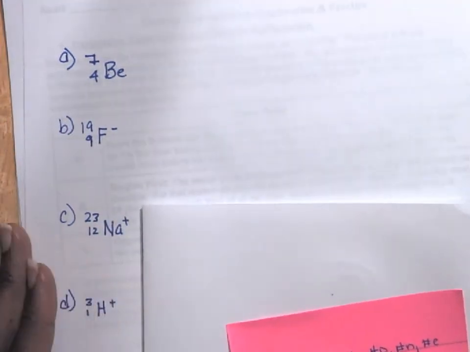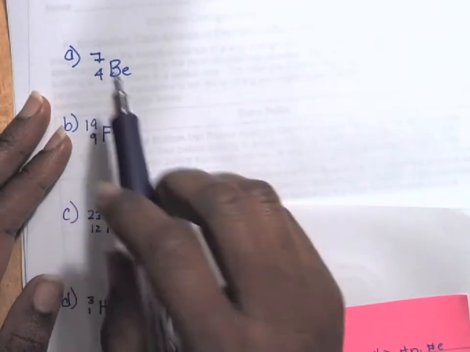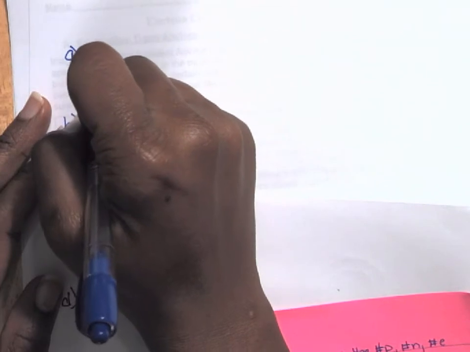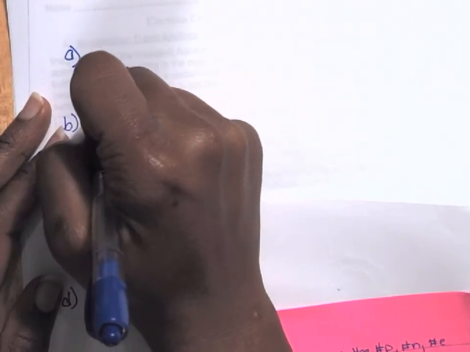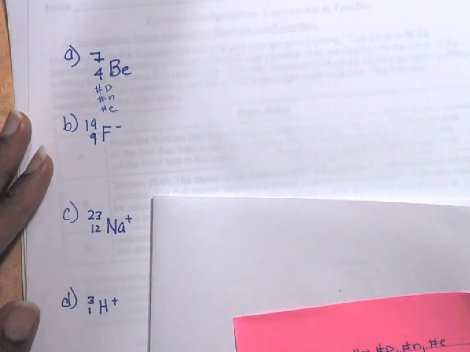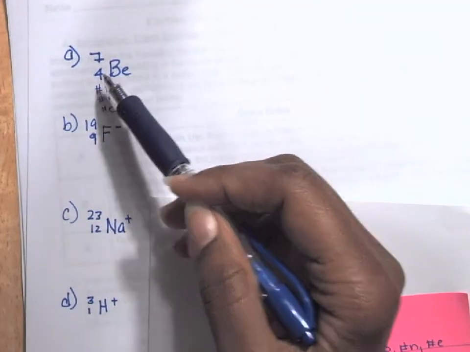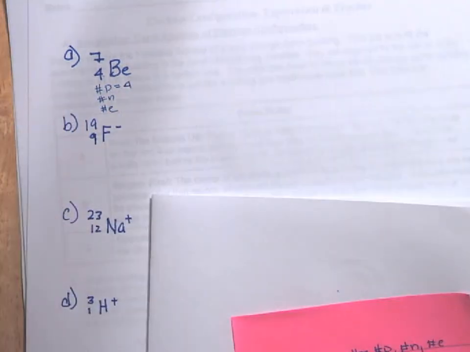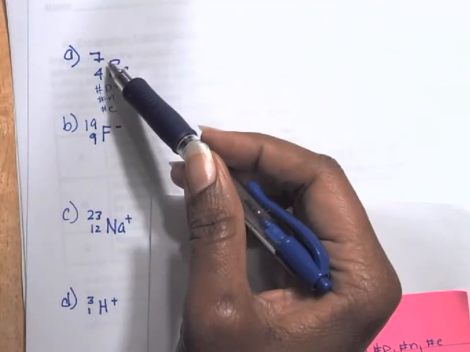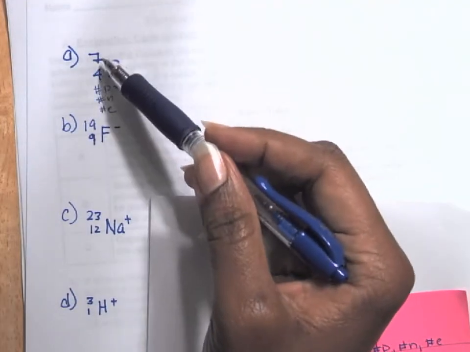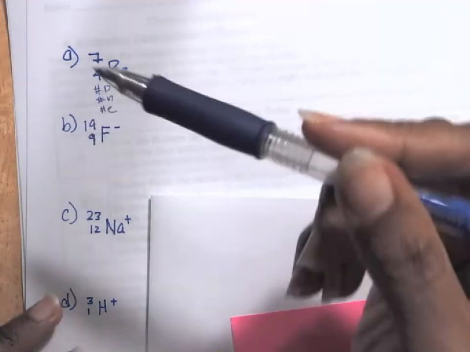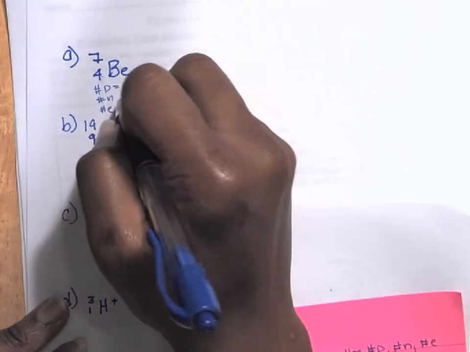Here in this first example, we have Beryllium 7, and we want to first determine the number of protons, neutrons, and electrons. Starting with the number of protons, we're going to use the atomic number, which is the bottom number, so that means we have 4 protons. For the neutrons, remember, we take the top number, which is the 7, and subtract the bottom number. So the mass number minus the atomic number, right? Top minus bottom. And that'll give us the number of neutrons. So 7 minus 4 is 3, so we have 3 neutrons.